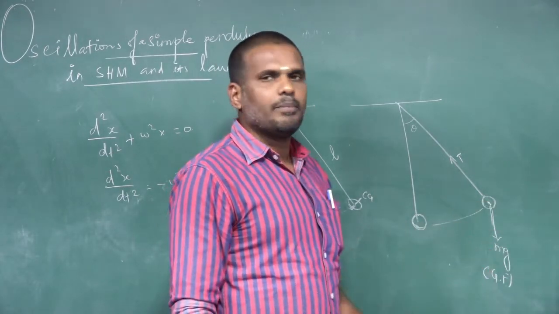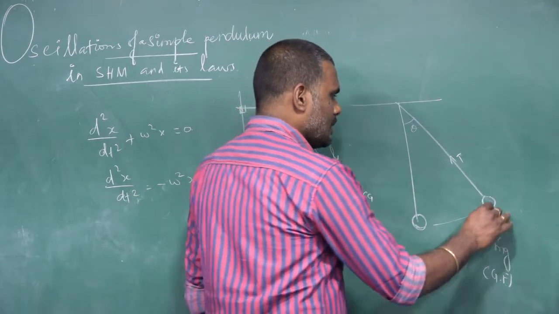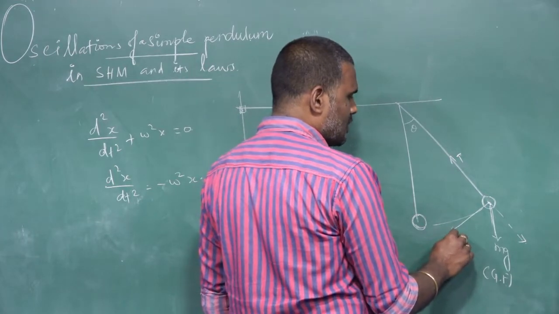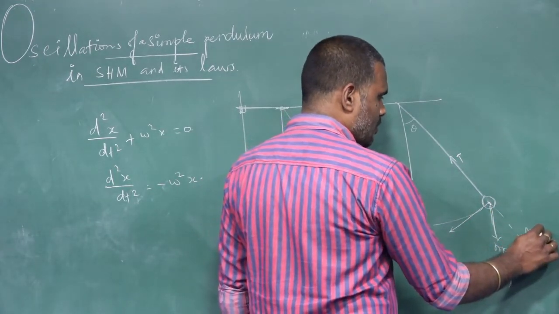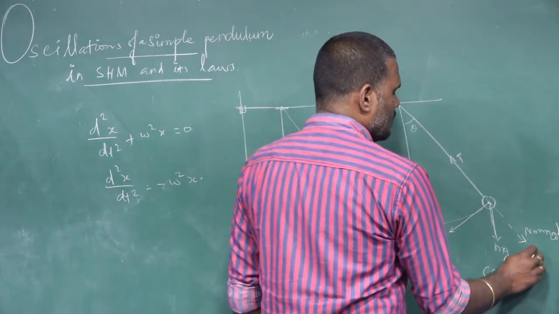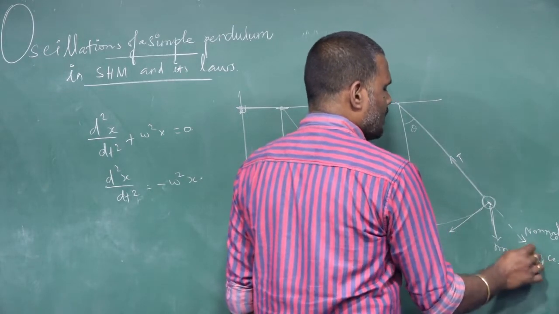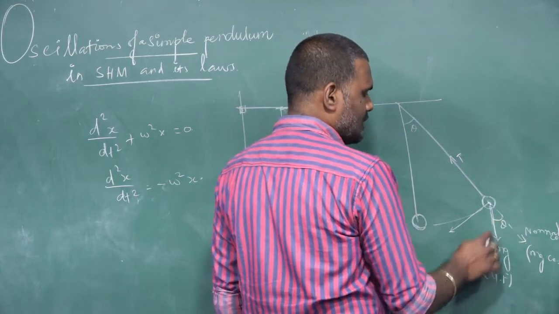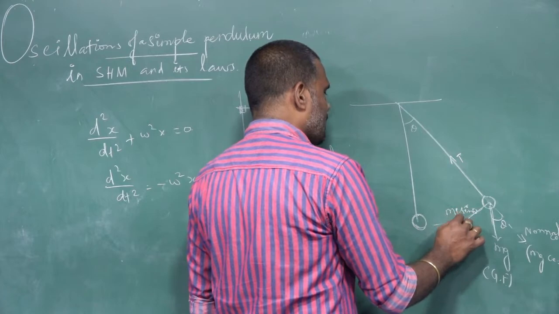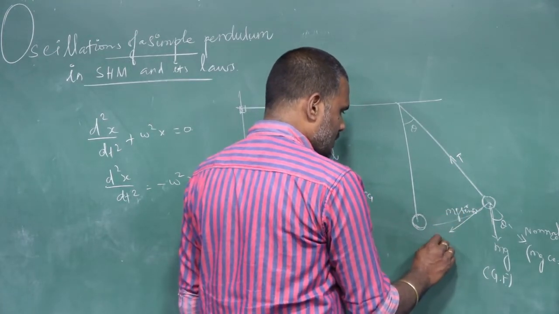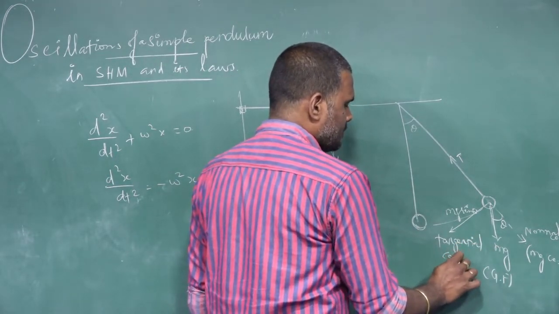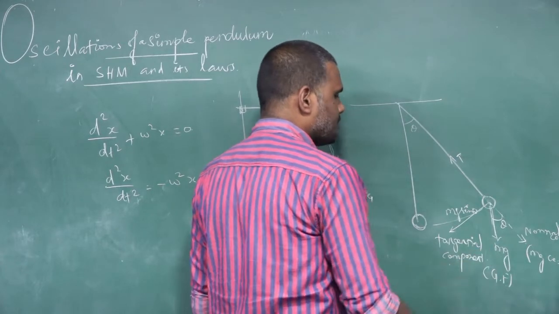Now, this mg can be resolved into two components. One is a normal component, which acts along the string, and the other one is a tangential component. The normal component is mg cos theta. Why? If this angle is theta, then this component must be mg cos theta. And this one is the mg sin theta component, which is the tangential component.